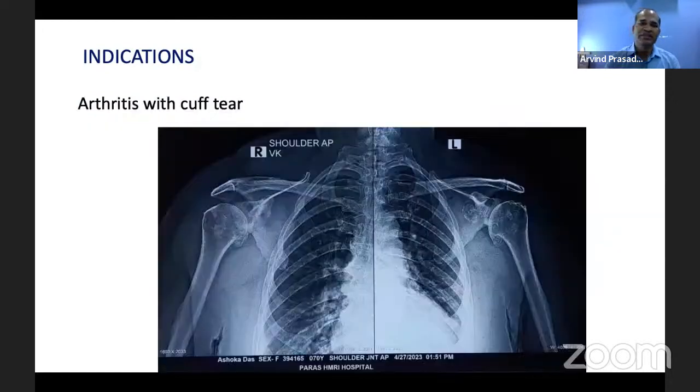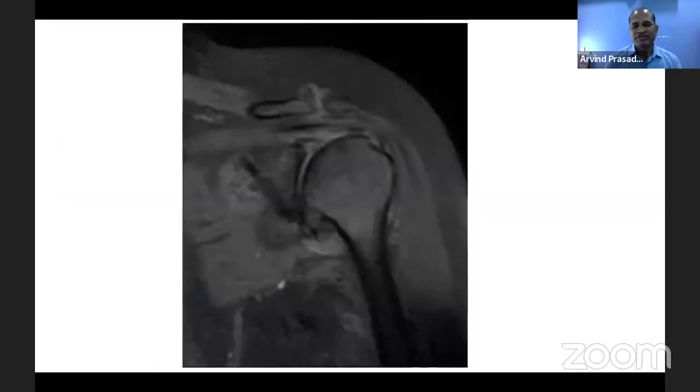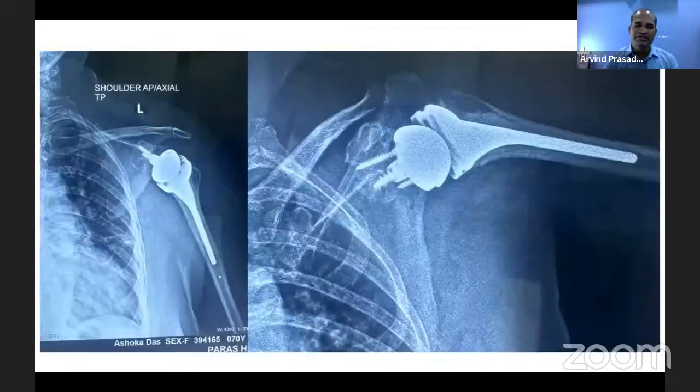Next indication, when there is arthritis along with the degenerative cuff. So if we have to deal with the two problems, degenerated cuff along with the arthritis. Again, a 70-year lady with bilateral shoulder joint arthritis, you can see there was a degenerated cuff in this case. So again, this patient was treated with the reverse shoulder arthroplasty, where the center of rotation gets medialized and lowered down, so that the deltoid acts as an abductor in this case.